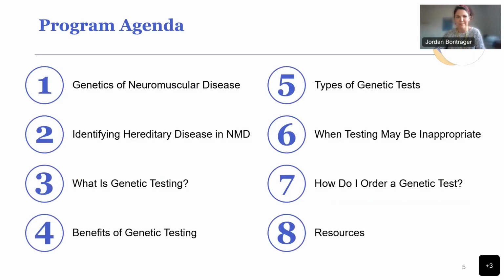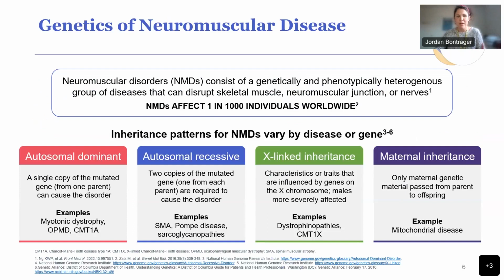This is our agenda. As you all know, neuromuscular disorders consist of a genetically and phenotypically heterogeneous group of diseases, caused by many different genes, many of which overlap in terms of phenotype. They can disrupt the skeletal muscle, the neuromuscular junction, the peripheral nerves, and are fairly common. Neuromuscular diseases as a whole affect about 1 in 1,000 individuals worldwide, whereas hereditary or genetic forms of neuromuscular diseases are more around 1 in 2,500 is the estimate.